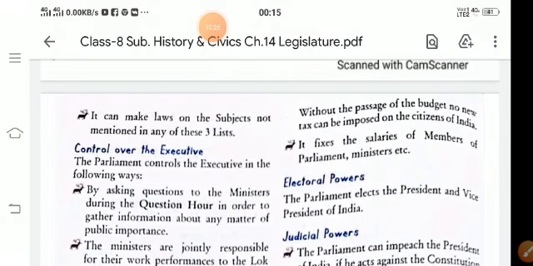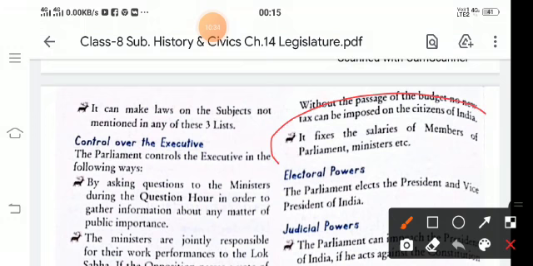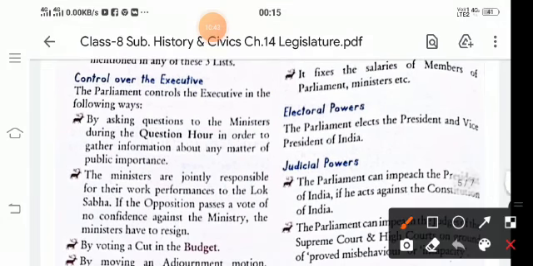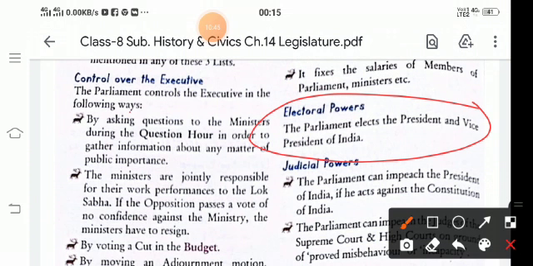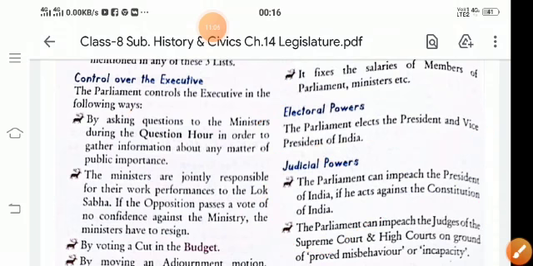Without the passage of the budget, no new tax can be imposed. It fixes the salaries of the government employees, and the salary of the members of parliament and ministers. They have the electoral power. What is the electoral power? Electoral power means the parliament elects the president and the vice president. Judicial power means the parliament can impeach the president of India. The parliament also impeaches the judges, and they have the power of amendment.